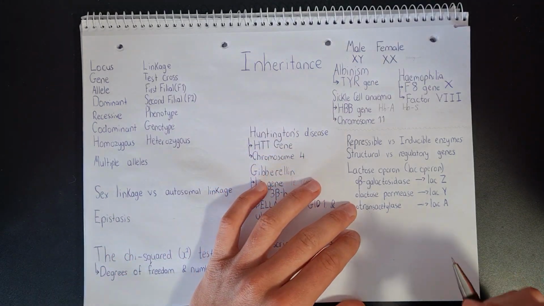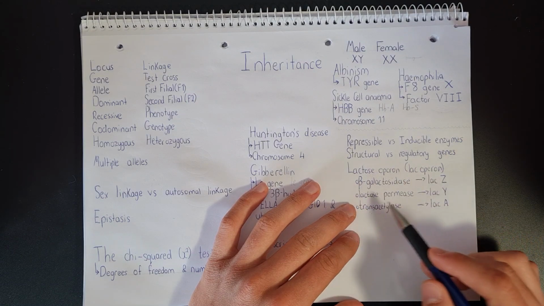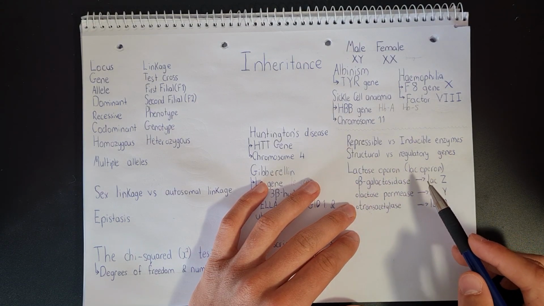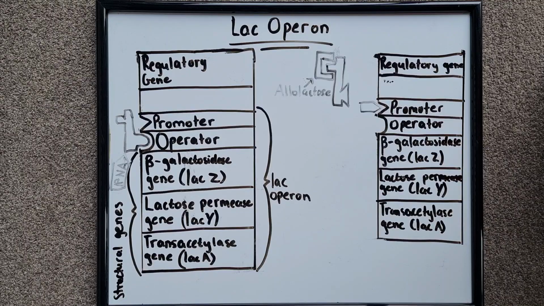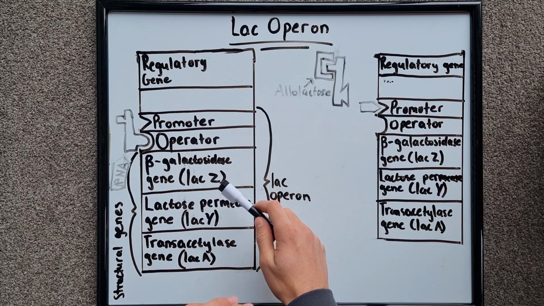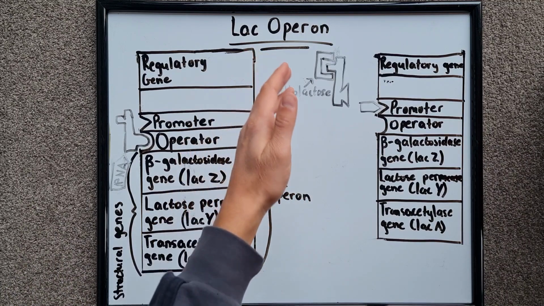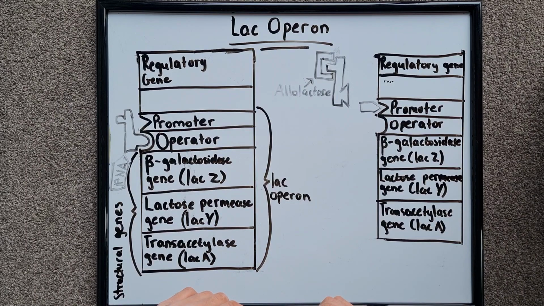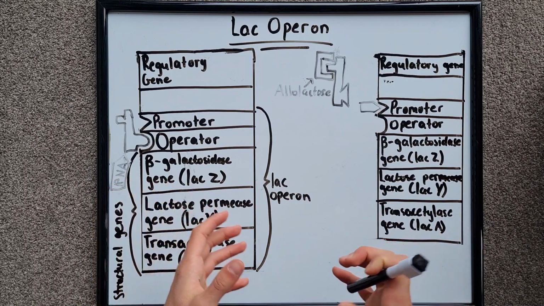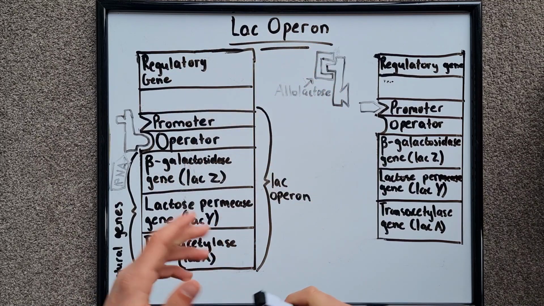So now let's go ahead and take a look at the explanation of the lac operon on the whiteboard. So now that we've taken a look at the terms regulatory gene, structural gene, and the different genes within the lac operon, let's now go ahead and take a look at how all of these terms come together in the lactose operon example.